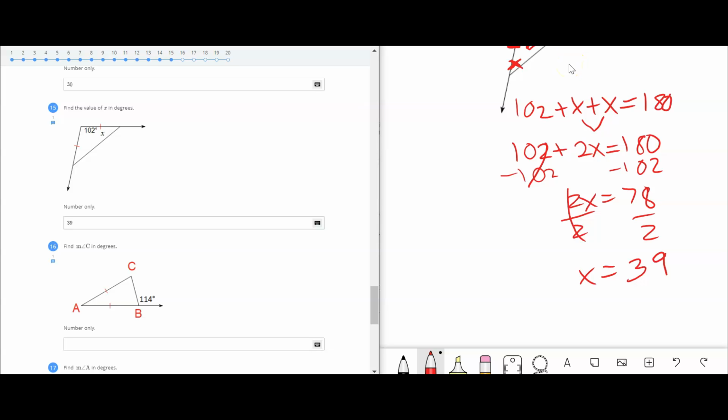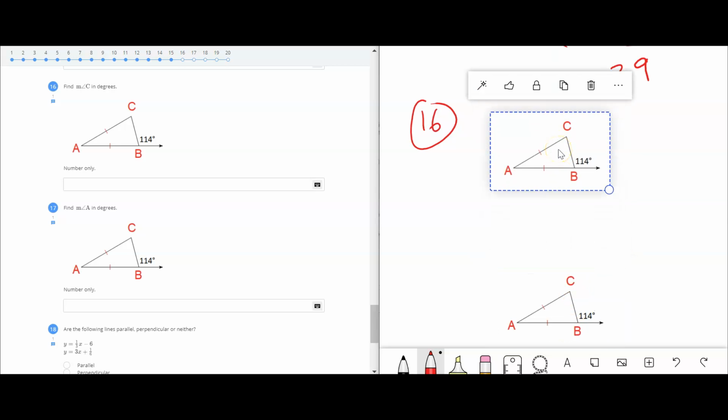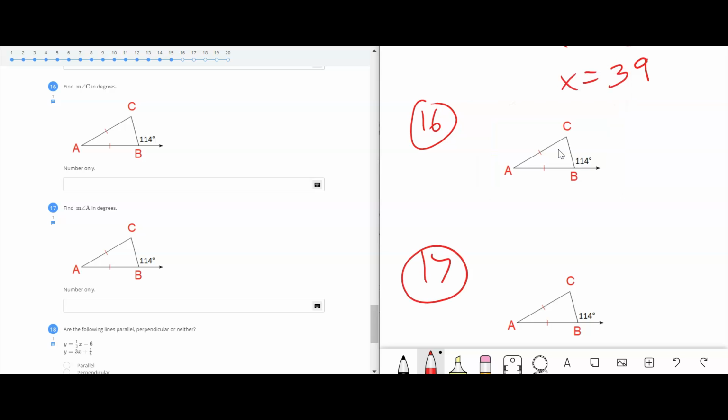Okay. Let's try it with number 16. All right. So with 16, we're going to look for angle C, and then with 17, we're going to look for angle A. So let's put this in here twice. We got 16, and then we're going to have 17. So for 16, now here's the deal. Y'all know a linear pair, a straight line, adds up to 180 degrees, right? So if this one's 114, 180 minus 114 gives me 66. So that means this little angle is going to be 66. So anytime you have an exterior angle, you know you can figure out the interior adjacent angle next to it by subtracting from 180. Okay.